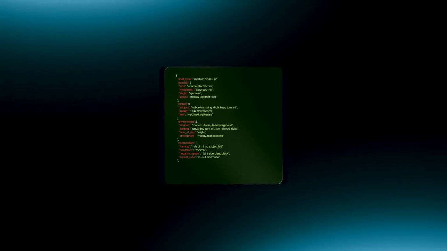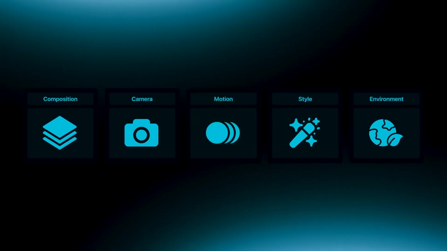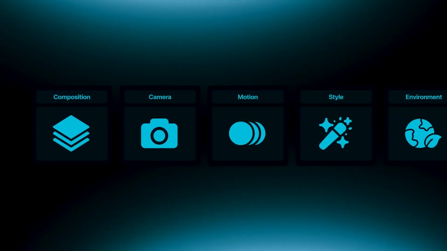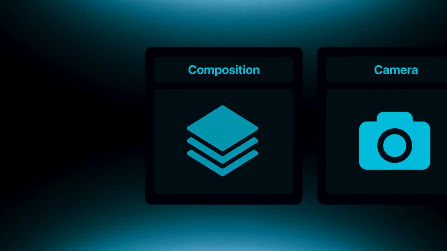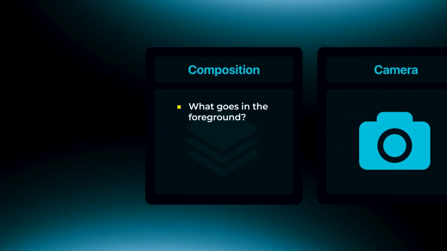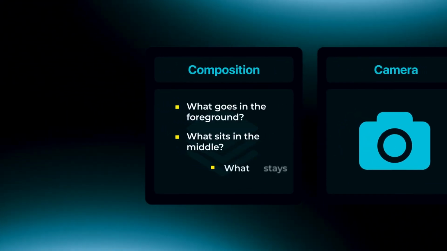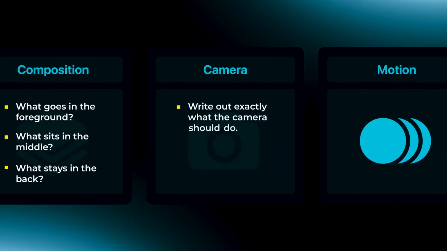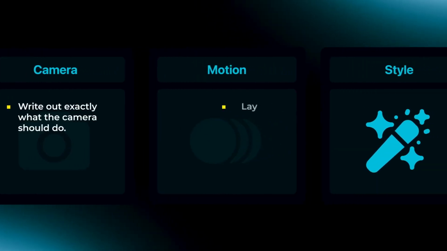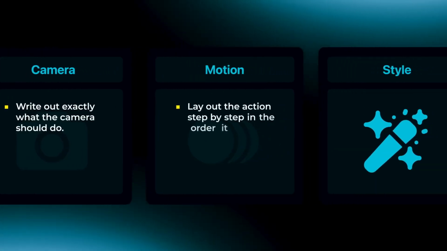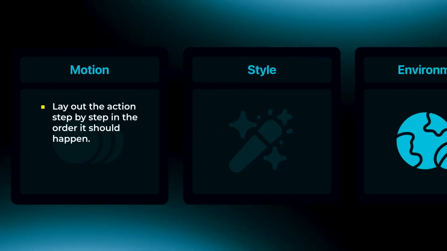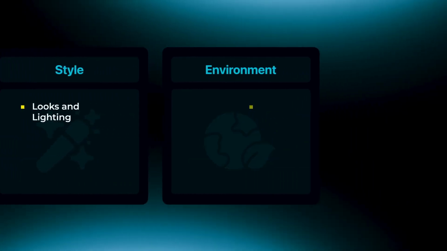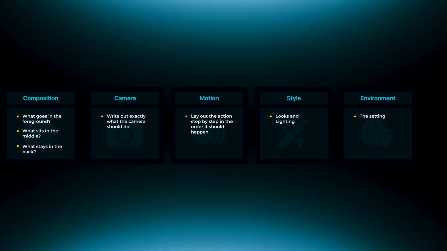So what it does is give you separate fields, each controlling a specific part of the video. The composition field is basically where you tell Seedance what goes in the foreground, what sits in the middle of the frame, and what stays in the back. The camera field is where you write out exactly what the camera should do. And the motion field is where you lay out the action step by step in the order it should happen. Style covers the look and the lighting, and environment covers the setting. Each one is its own separate instruction. So Seedance is not trying to figure out everything from one block of text anymore.